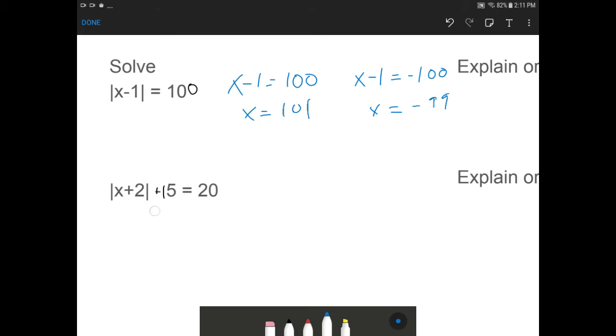When you have this number on the outside, you gotta take care of that first. So minus 15, you get absolute value of x plus 2 equals 5, and then you set it up like you did here. You have to do it twice. I'm not gonna work that one out.